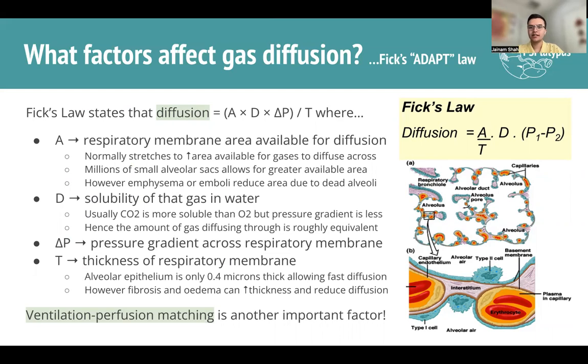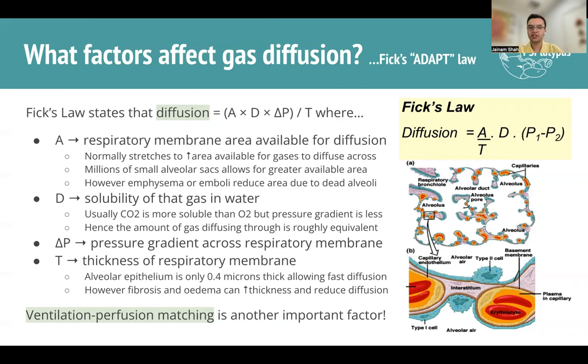Area as a concept is actually really self-explanatory. Less area means less diffusion. D describes the solubility of the particular gas that's diffusing in water. Generally speaking, carbon dioxide is a lot more soluble than oxygen is, but its pressure gradient is going to be less, which means that for any given amount of water that you need for these gases to diffuse into, it'll actually be roughly equivalent because those two factors balance out.